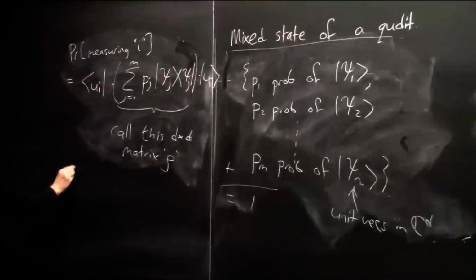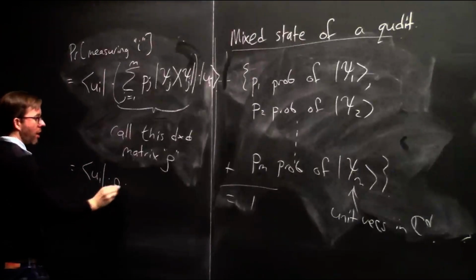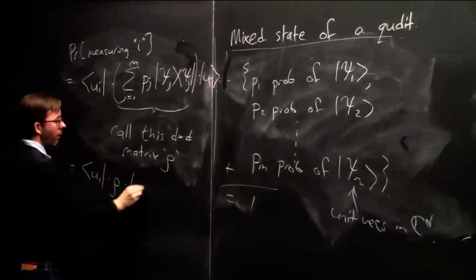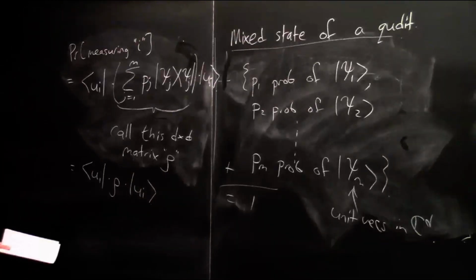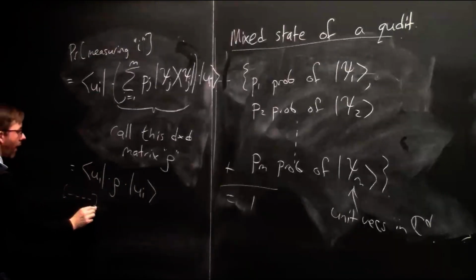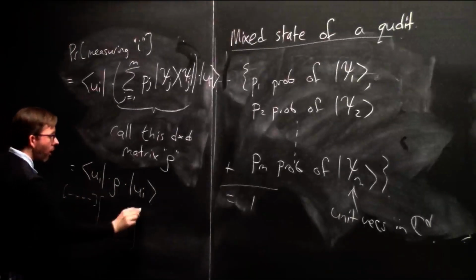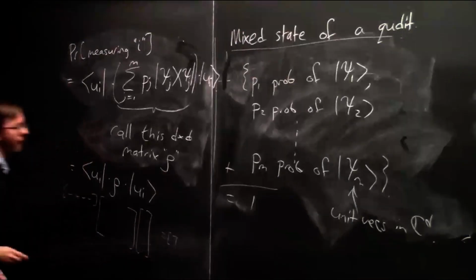OK, so in other words, this thing is the row vector ui times the d by d matrix rho times the column vector ui. Good. And so you see, there's a big takeaway from this. The picture here again is: this is ui, this is rho, this is the column vector ui. This all makes a number, the probability.